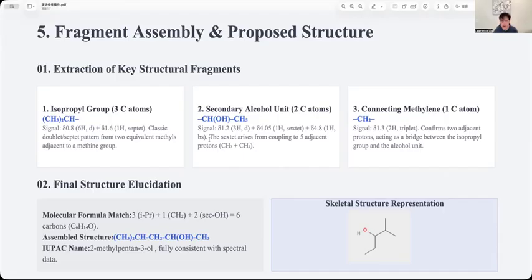The only way to connect these is to place the methylene group between the isopropyl group and the alcohol unit. This gives us the complete structure: (CH3)2CH-CH2-CHOH-CH3, which is 4-methylpentan-2-ol. This structure is consistent with all the spectral data we've analyzed, confirming our deduction is correct.